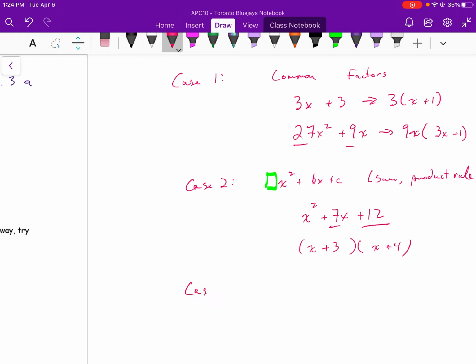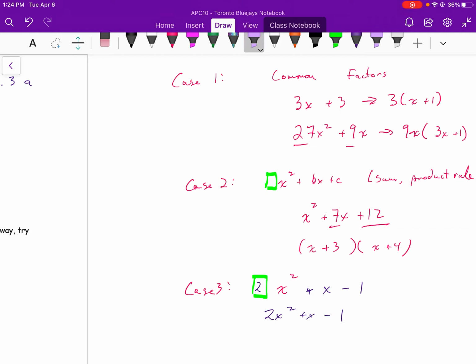Case 3, what we're going to be investigating today is when the coefficient in front of the x squared is a non-1, or it may differ from 1. Now, I better be careful here. There. So, for instance, you could factor 2x squared plus x minus 1.